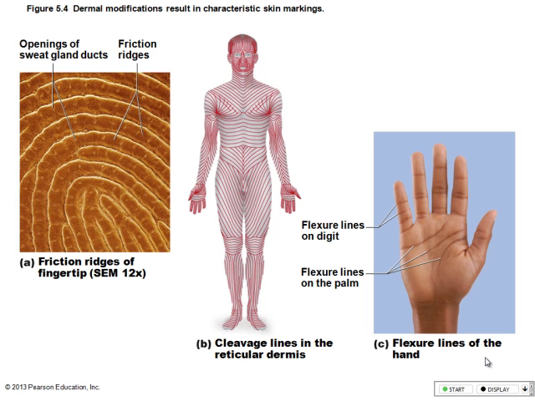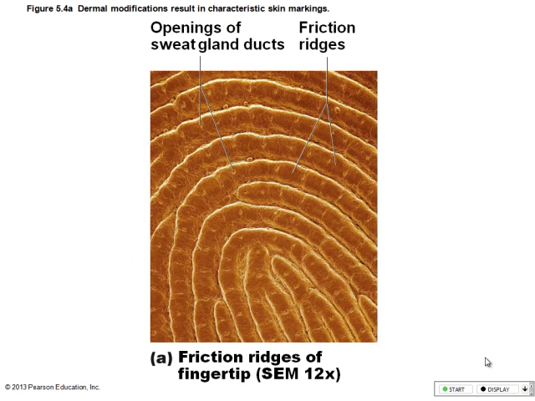Yeah, they help you pick things up. Okay? So, papillary layer, reticular layer, and those little lines that we see causing those little bumps.